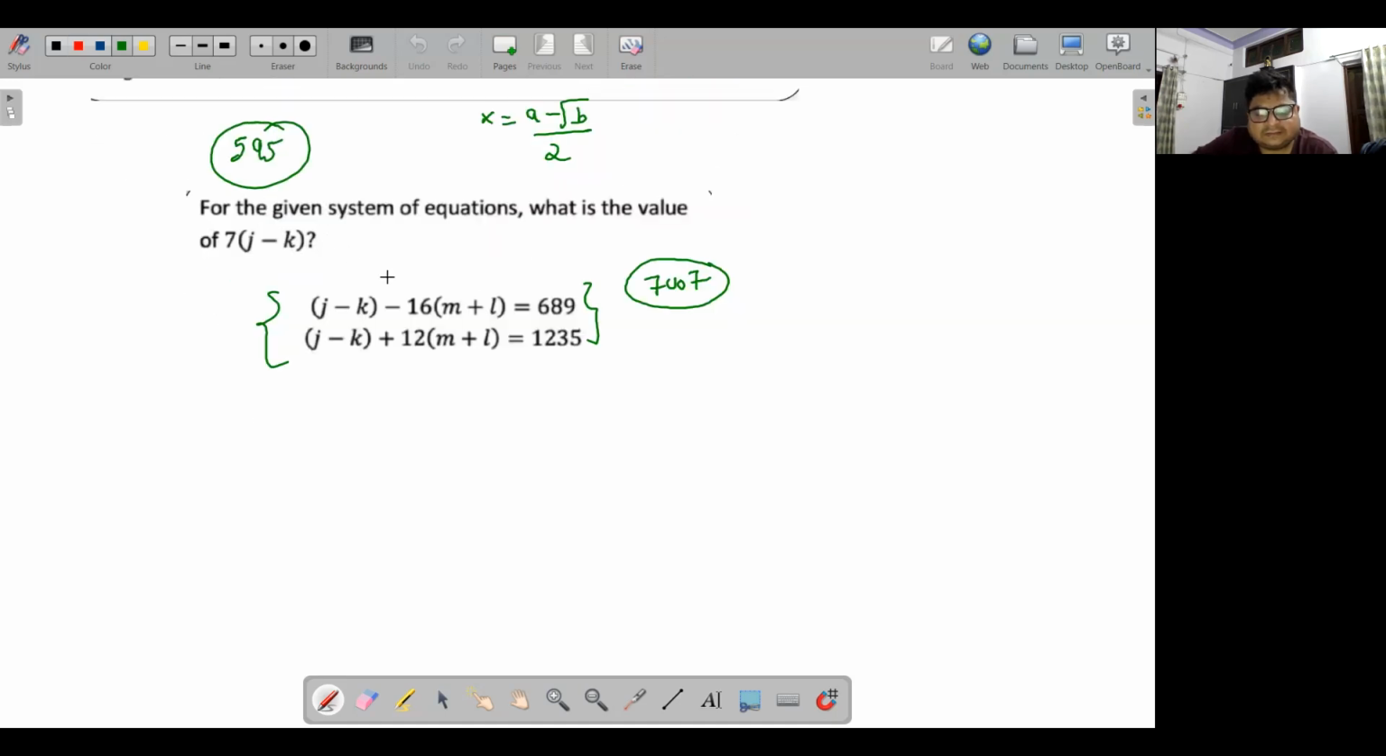So we have done the system of equations. Let us solve some more problems. The next question is this one.